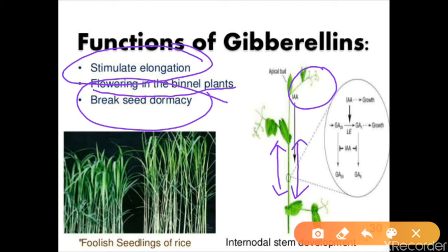One more function they have: they also induce internode growth. Internode growth means, if this is the internode, the part between two nodes, they also induce that growth. This is the function of the gibberellin.